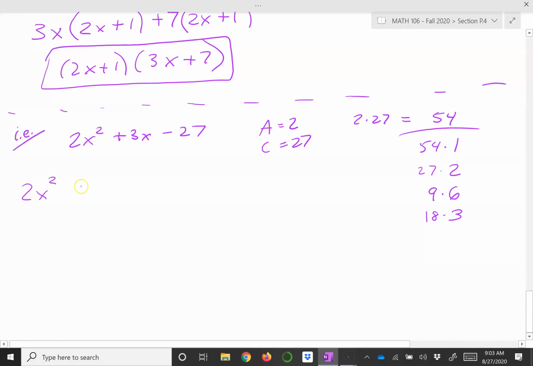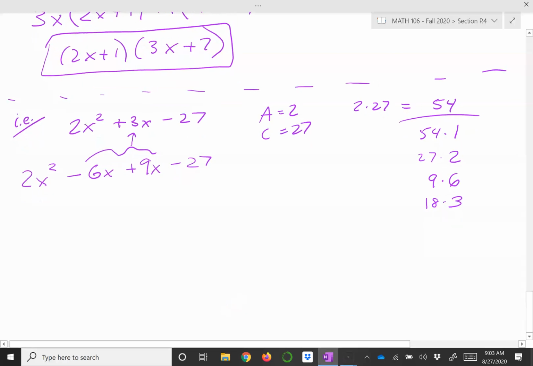So now again, do I want to put that 9 with the 2? Probably not, but I could put the 6 over there. So I'm going to do minus 6x plus 9x, right? I did that from this 3x, and then the minus 27. So do you see why I put the 6 where I put it? Right? Yeah, good. Now it's factor by grouping. All right, GCF of that sucker, we've got a 2 and an x, and we're left with x minus 3.